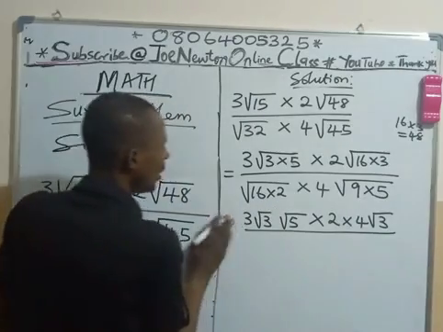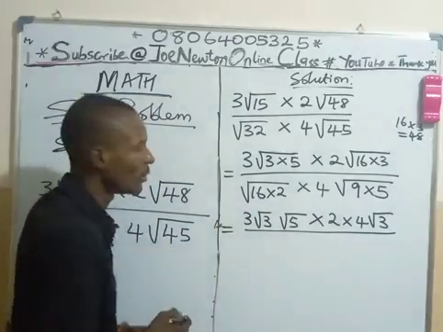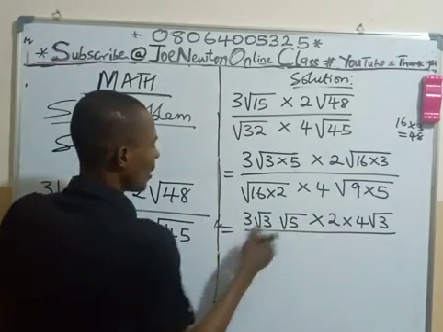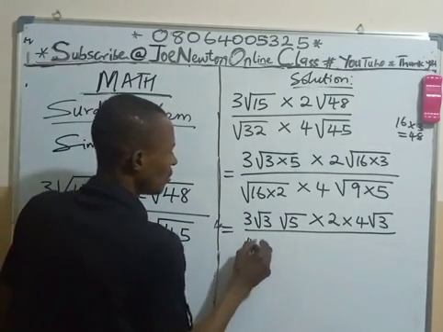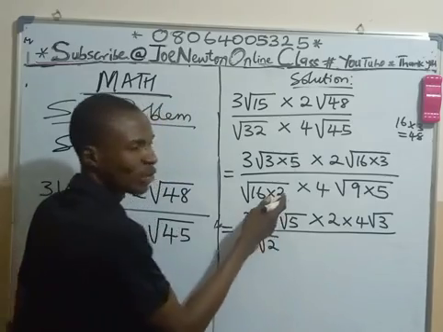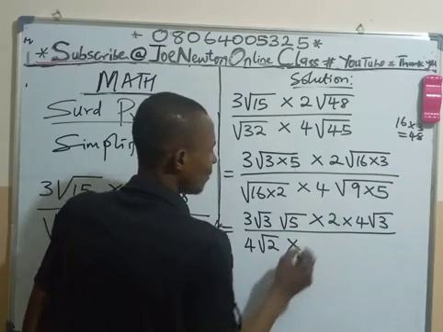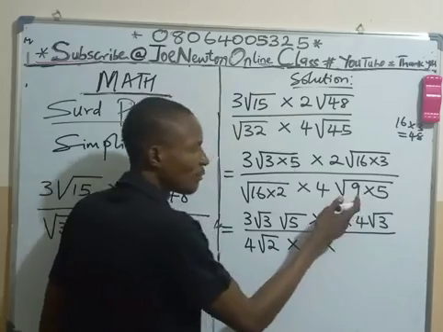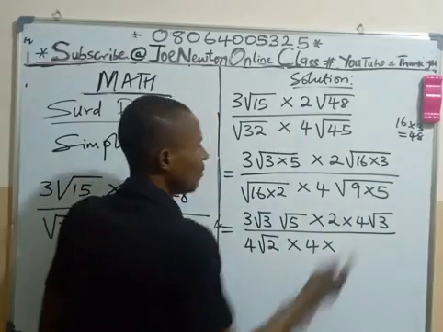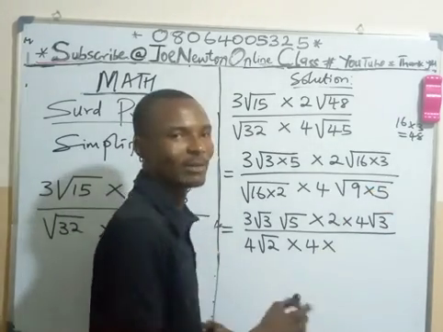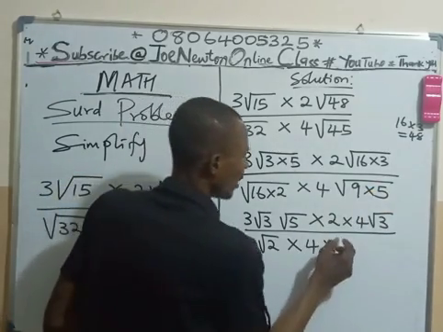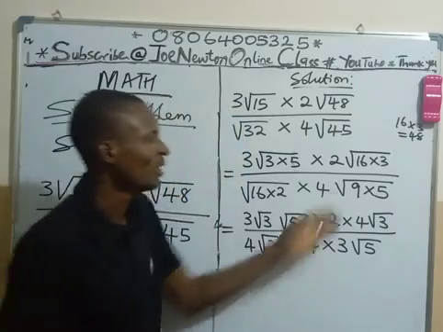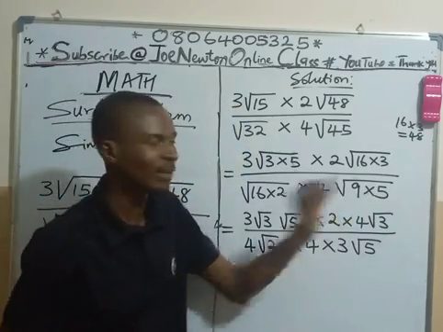Then coming to the denominator, we have here the square root of 16, which is what? 4. And that will give us 4 root 2, because this is the irrational part, times 4 already existing here, times here the square root of 9 is 3, but 5 is an irrational number in the square root. So you have 3 root 5. Good, because this is a perfect square root, but this one is irrational.